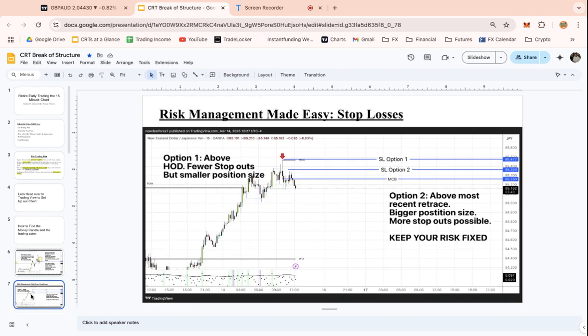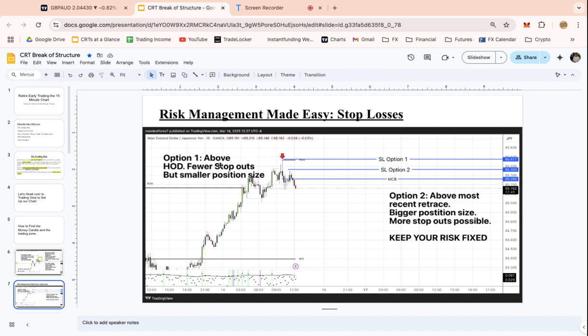Okay, so let's talk about our risk management now. Once you enter a trade, you have two options for a stop loss. Your first option is above the high of day in this example. Let's say you enter the trade right around here because the candle range did break. Your first option is above the high of the day.